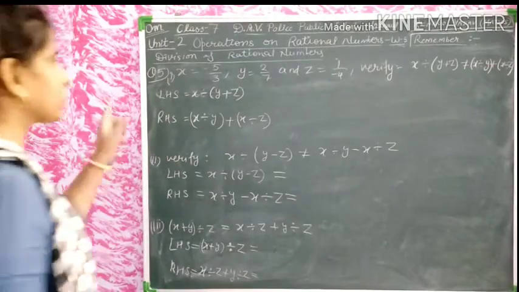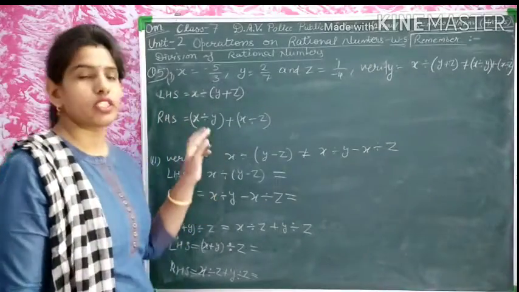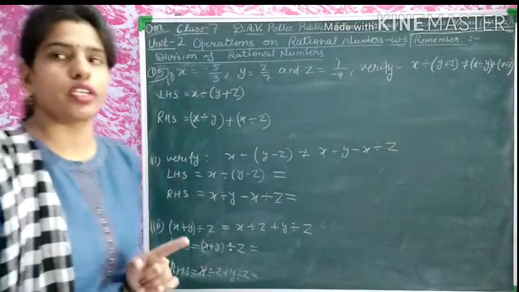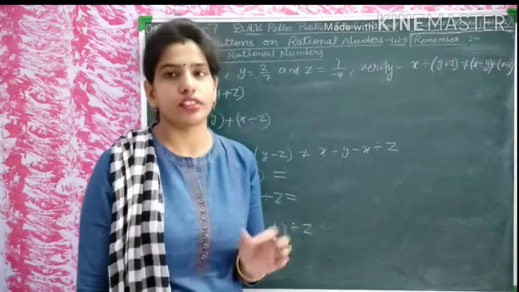Now students, there is question number 5, part first. In question number 5, x, y, z are given here and we have to prove that the associative property does not hold there.